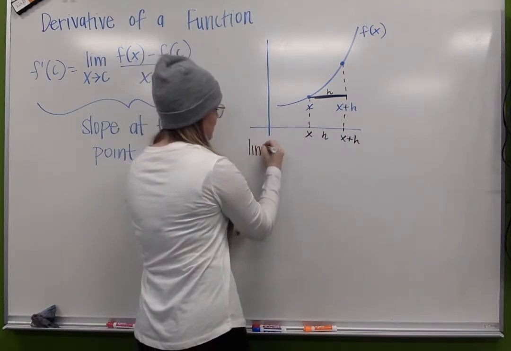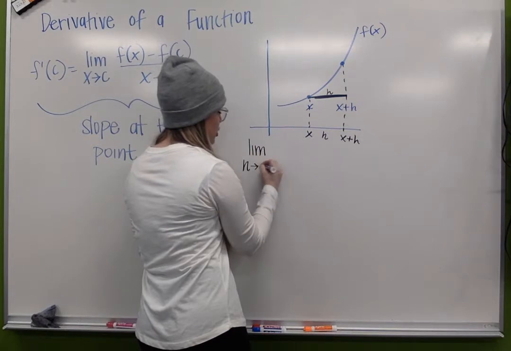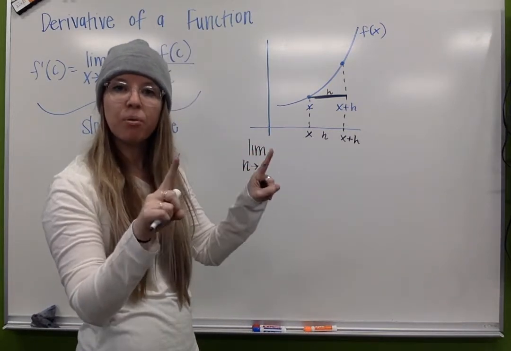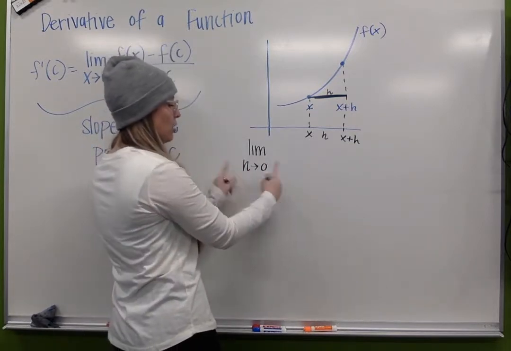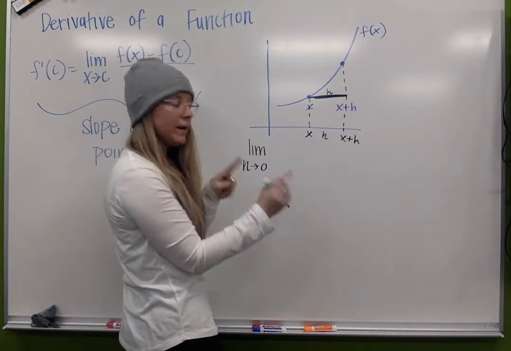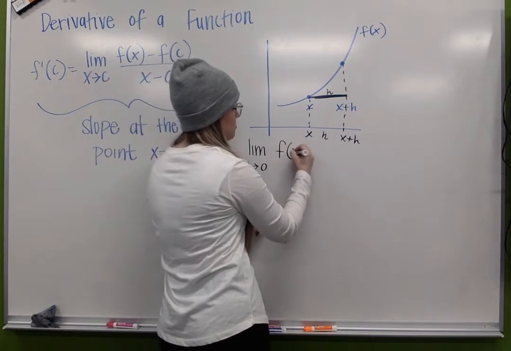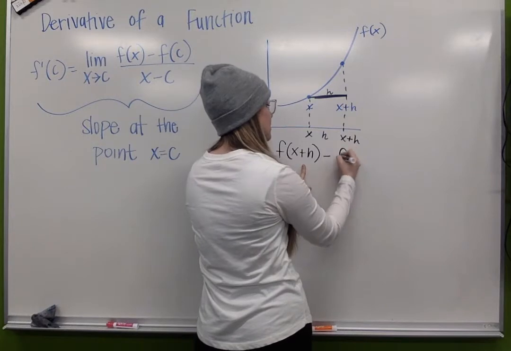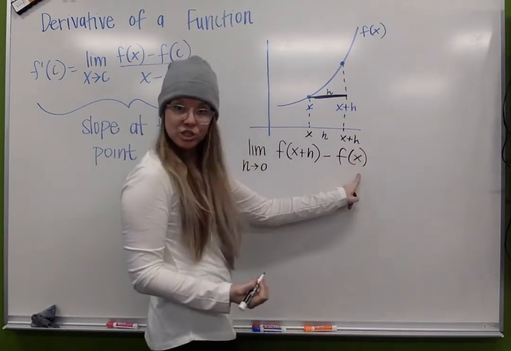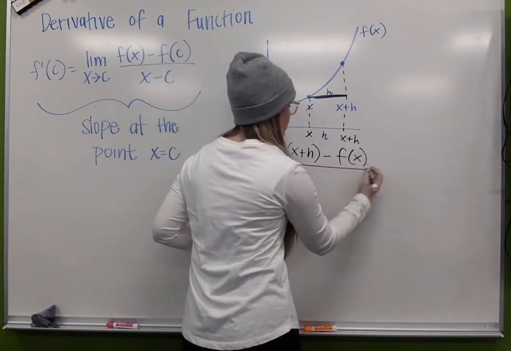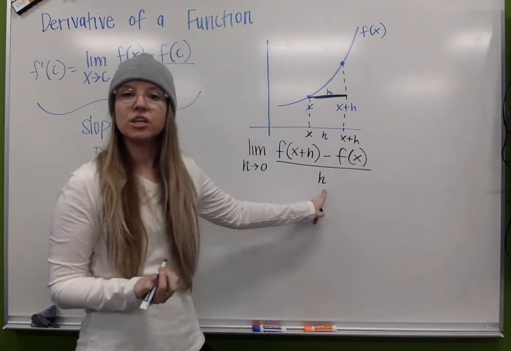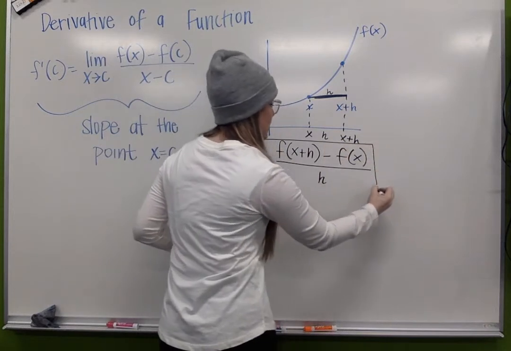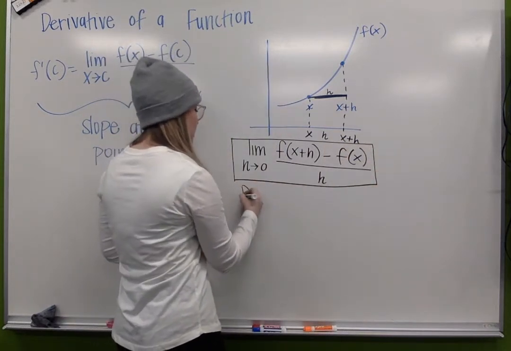So this is the limit as h approaches 0. H is our change in x, how far apart our points are. As they get closer to 0, the same point, again, f of x plus h, y1, minus f of x, y2, all over h. H is our change in x. This is the definition of the derivative of a function.